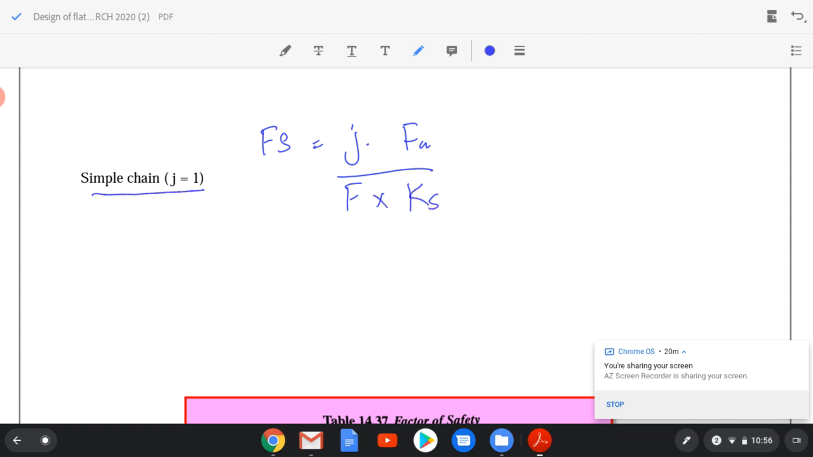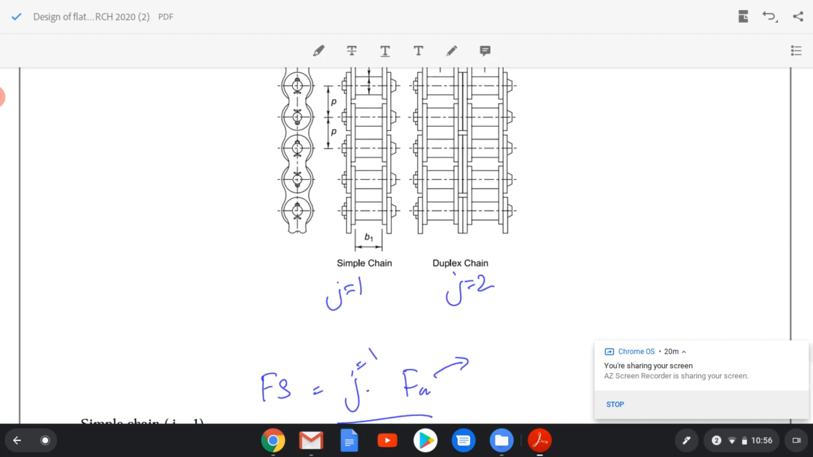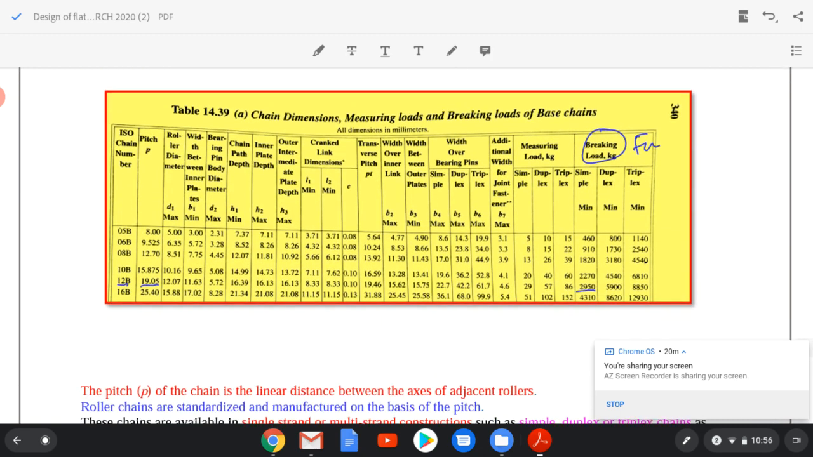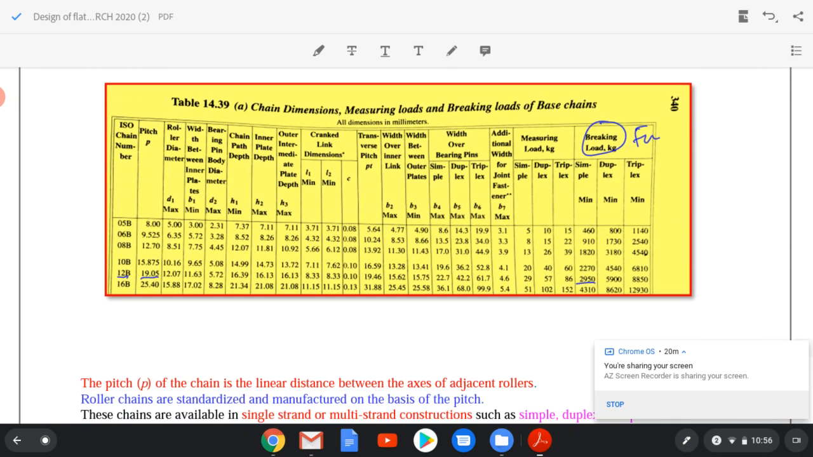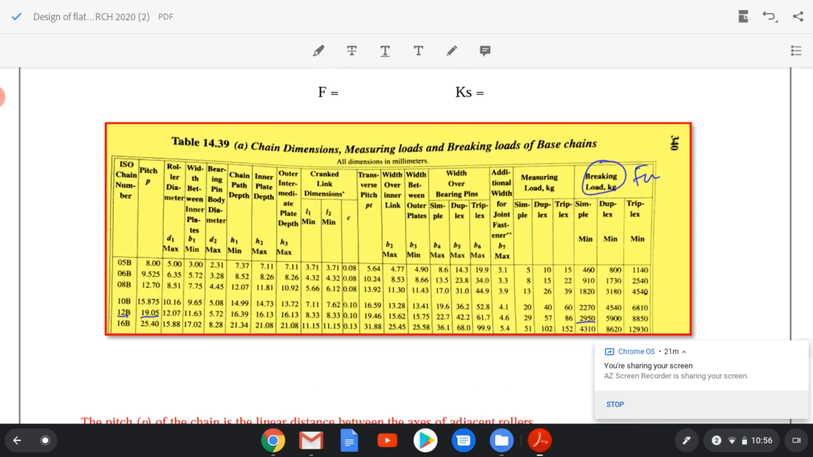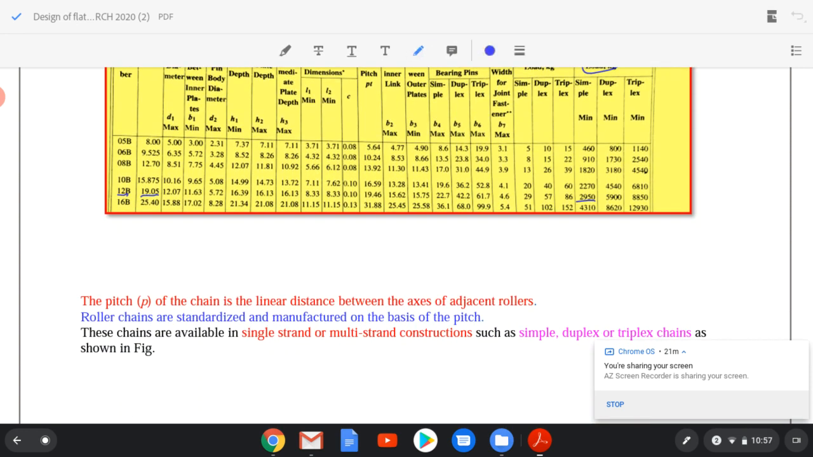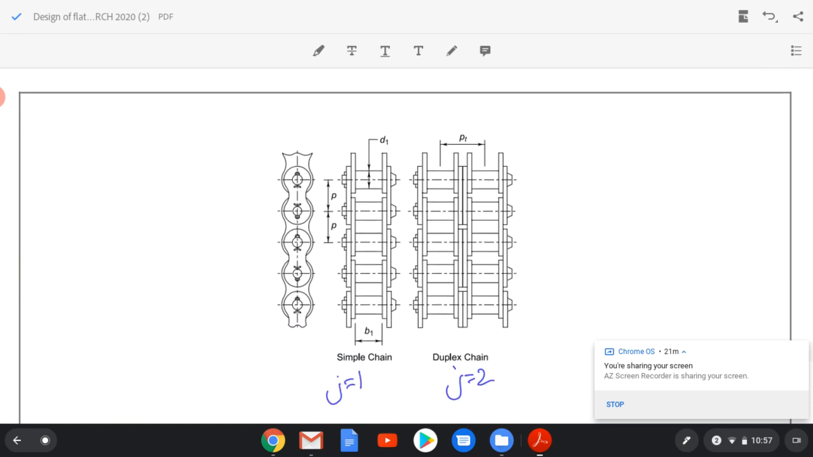If I assume simple chain J equal to 1, my value Fu will be equal to the breaking load for simple chain. The breaking load was 2950 kilograms, or 2950 into 9.81 Newton. This is our value of Fu for J equal to 1. I will take that value into our equation.